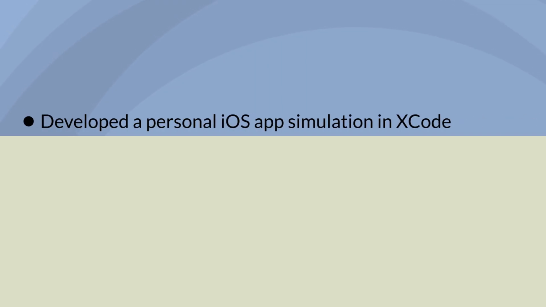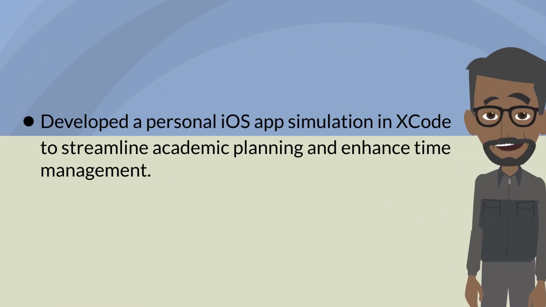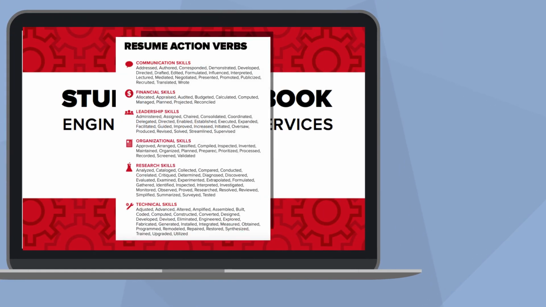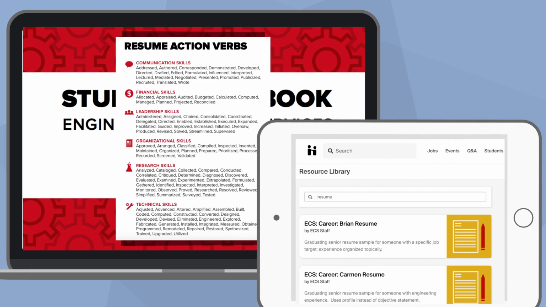Your bullets should always start with a strong action verb with the goal of communicating your impact. Review the verb chart in the ECS Student Handbook for a list of potential options. For additional resume examples listing projects, review the resume templates available in the Handshake Resource Library.